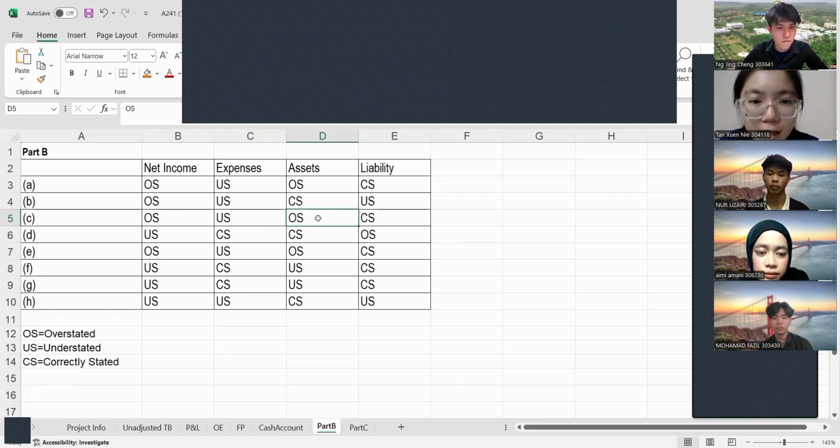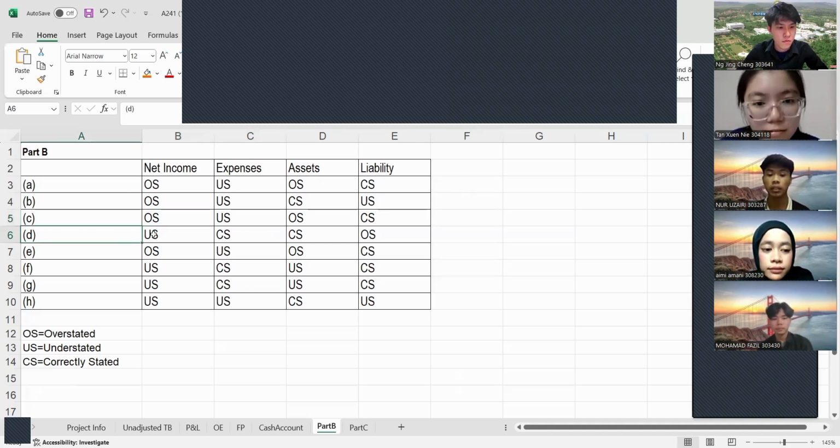Yes, in the balance sheet, the expense is increased by 3,700 while the net income decreased. As a result, the total expenses are understated and net income is overstated. Okay, let's now continue with D.